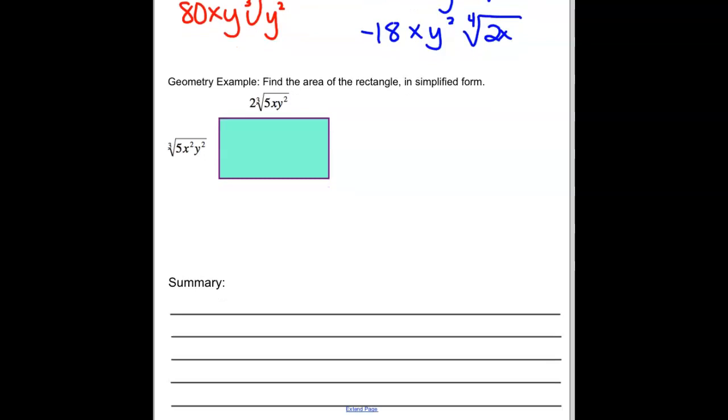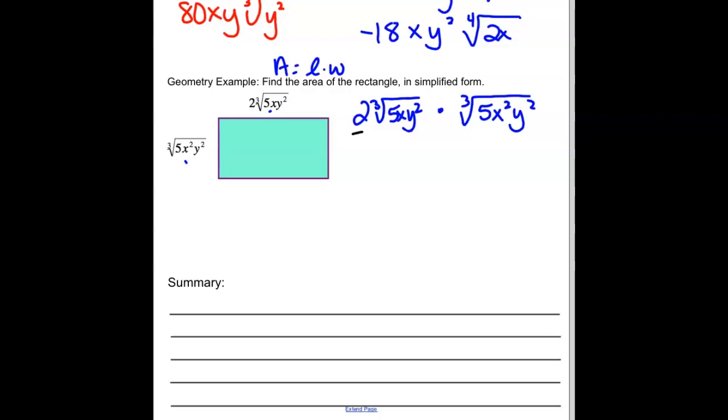All right, one little geometry example. It says to find the area of the rectangle in simplified form. Well, area of a rectangle is just length times width. And they're giving me an expression for length and width, so we are just multiplying these together. So we have 2 times the cube root of 5xy squared. We're multiplying it to the cube root of 5x squared y squared. So that 2 that's in front here is going to stay in front. There's nothing to multiply it to.